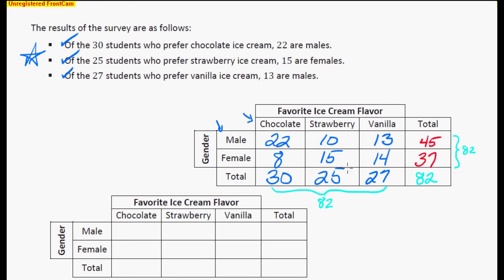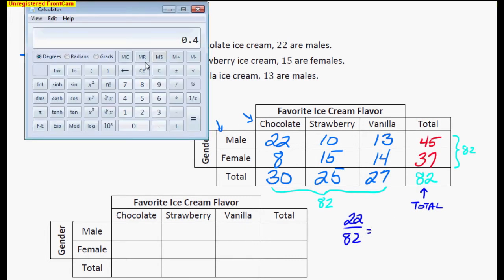We're going to take each one of these and turn it into a relative frequency. So if I'm going to do the first one up here, how many males like chocolate? That would be 22 males like chocolate. Out of how many? Make sure you're using the correct number for the denominator. This number right here is your overall total out of everyone. So for each one of these, I'm going to use 82 in the denominator.